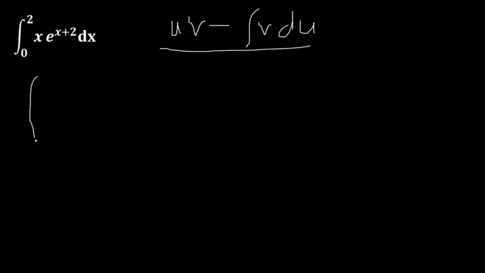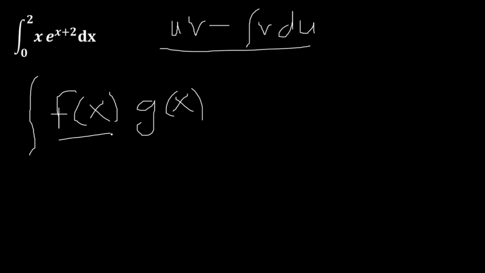When we have a function to integrate like f of x and g of x, and f of x and g of x are not related, we usually use integration by parts. Since they are not related, we consider this as a u and this as a v. Okay, that is the usual method.